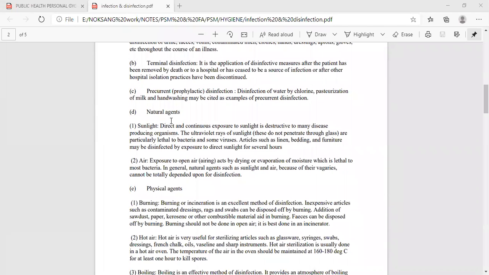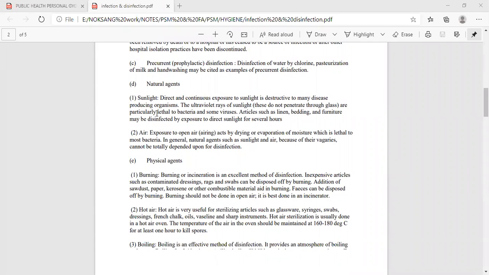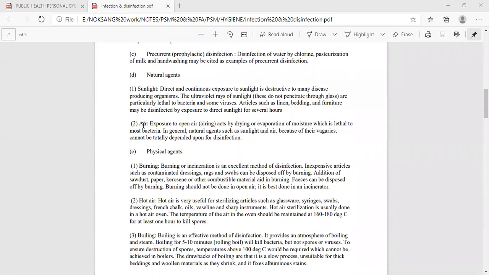Next is your natural agents. In natural agents comes your sunlight and air. Sunlight contains vitamin D. So direct and continuous exposure to sunlight is destructive to many diseases. So it is already been said in personal hygiene also that you should always keep your clothes under the sun for drying, so as it kills many of the germs and unseen microorganisms present in the cloth.